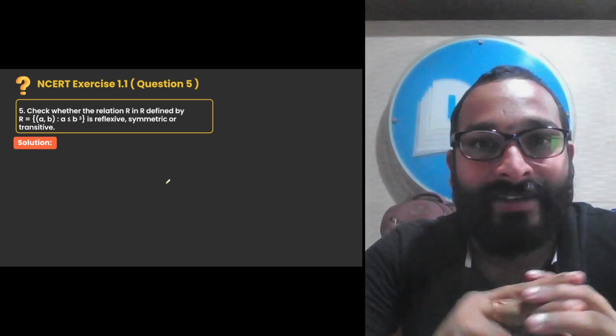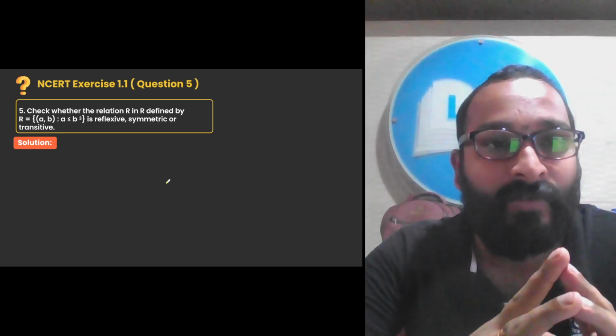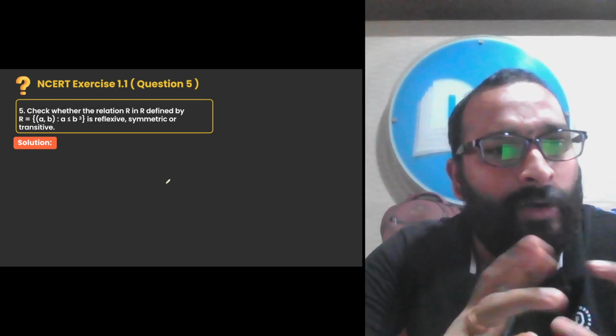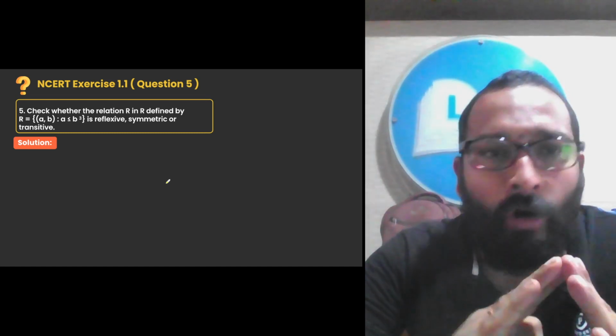So in this session, let us try to solve question number 5 of exercise 1.1 of the chapter Relations and Functions. Check whether the relation R in R defined by R = {(a, b): a ≤ b³} is reflexive, symmetric or transitive.